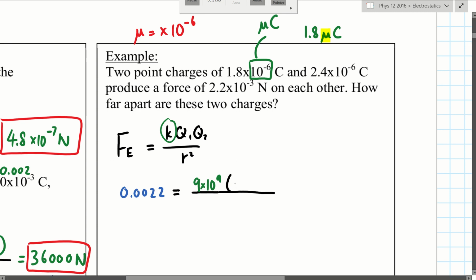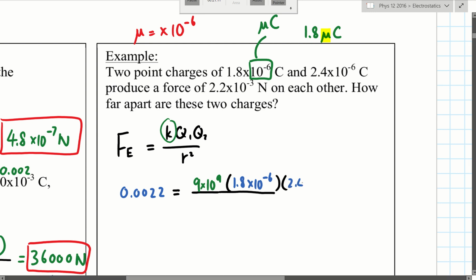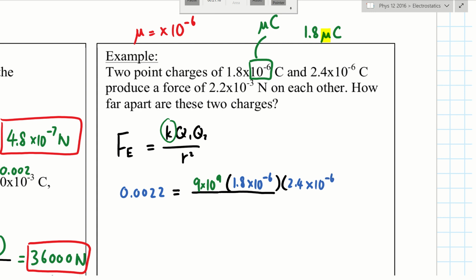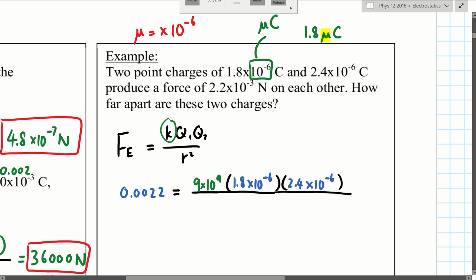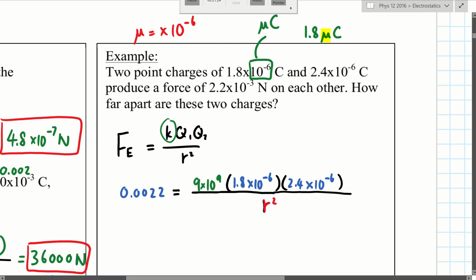So one of the charges is 1.8 times 10 to the -6. The other charge is 2.4 times 10 to the -6 coulombs, right? I'm lazy, not writing the unit. I should have. And then r squared. So what we're looking for is the distance in between them, squared.